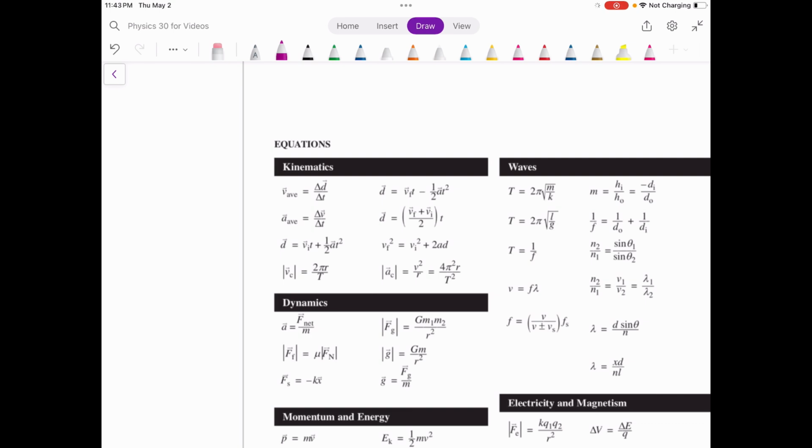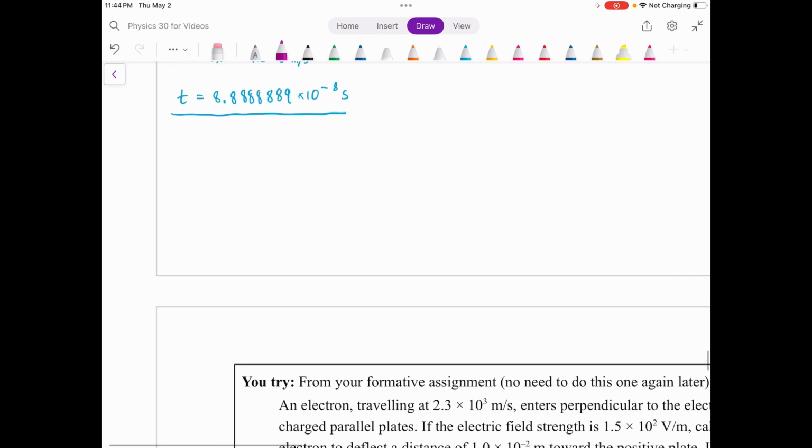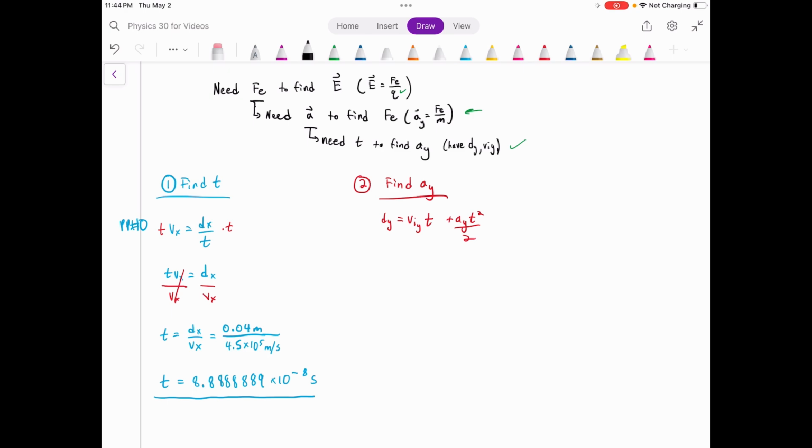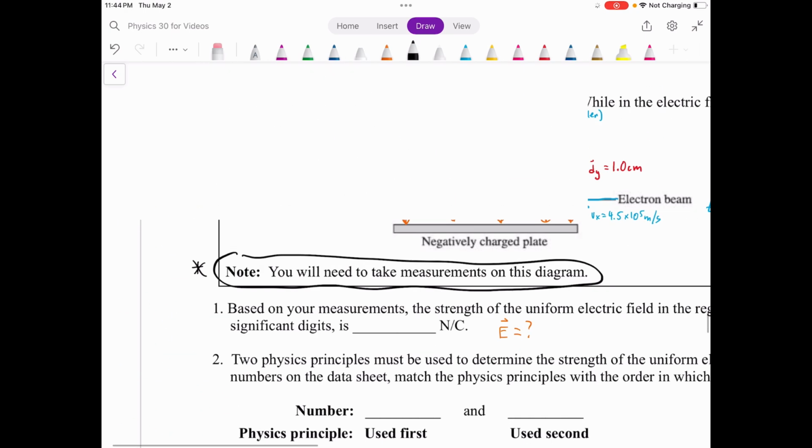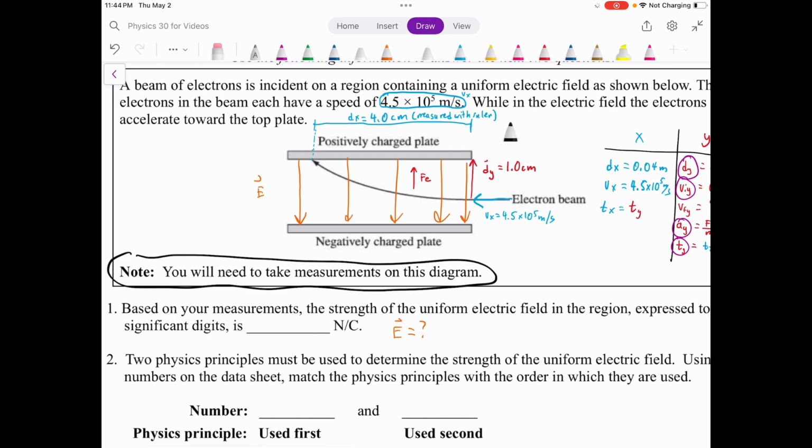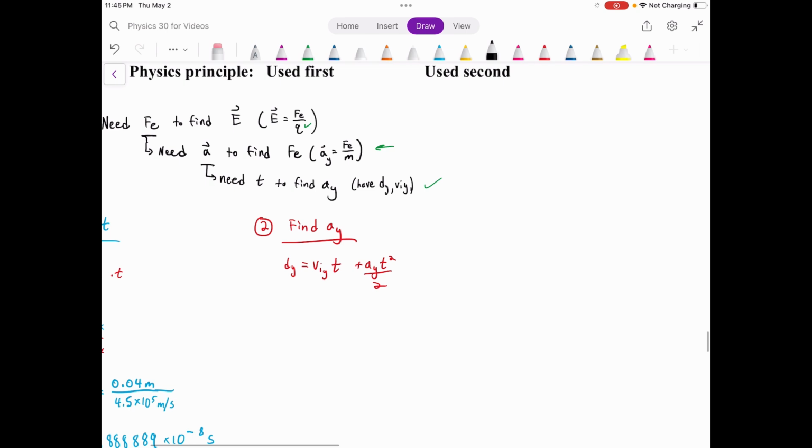Something that has d, vi, a, and t. Hey, same one we used last time, right? This will tell us the acceleration if we know the time, which we do, the initial vertical velocity, which we do, and the vertical displacement that it's going to travel through, which we do. We measured it from the diagram. So we're ready to go. All right. And once again, it's our lucky day, the initial vertical velocity is 0 because the beam was moving sideways, not up or down. So the initial vertical velocity, or viy, is just 0.